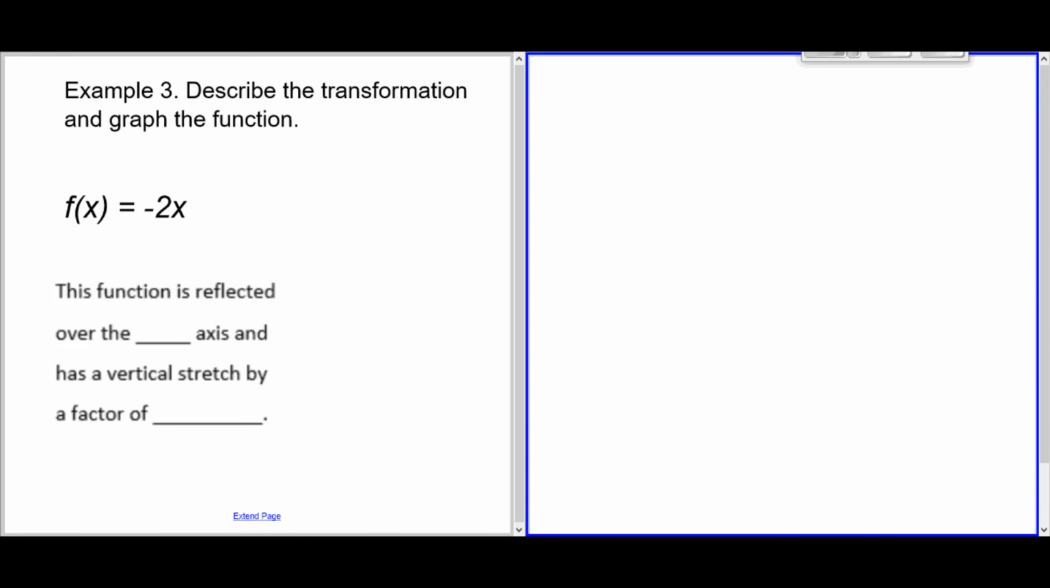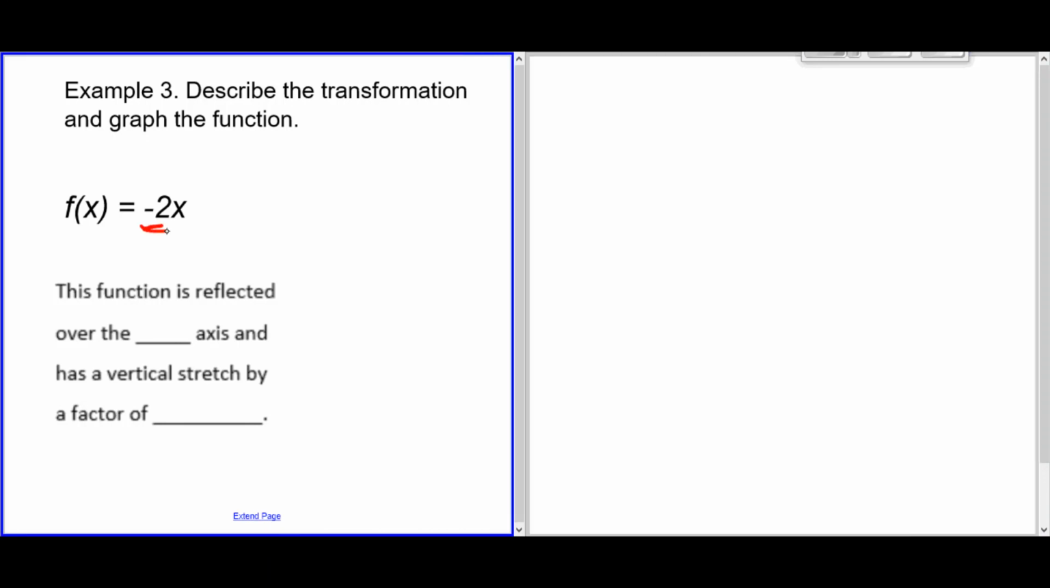So describe the transformation and then graph the function. So we have f of x equals negative 2x. So if you look at your handout, the negative 2 is out front of the x, so it's not inside parentheses, so this would correspond with an a value. So the function is reflected because there's a negative in front of the 2, so I know that's a reflection. It's reflected over the x-axis since it's an a value, and it has a vertical stretch by a factor of 2.